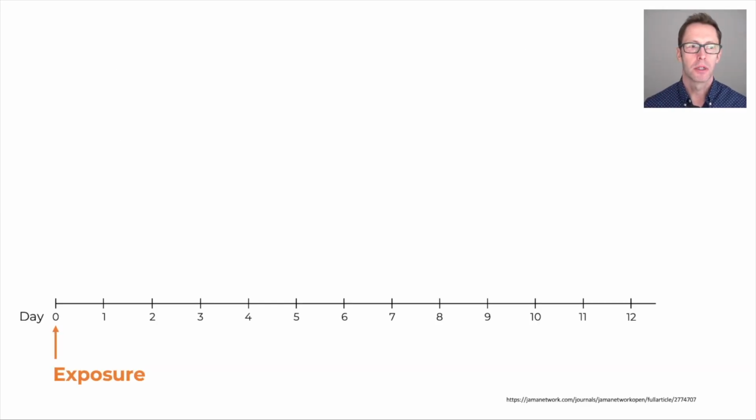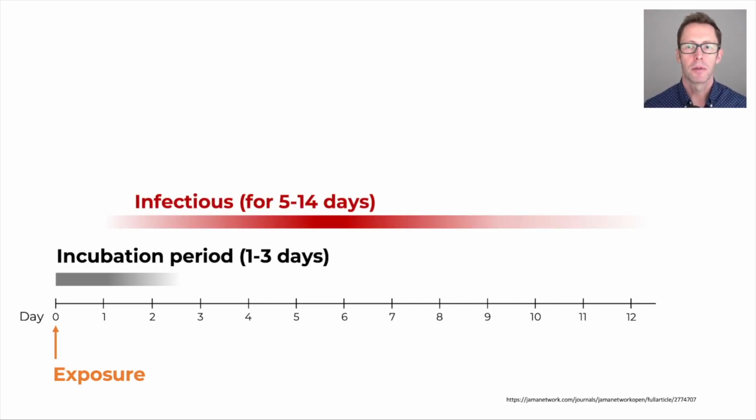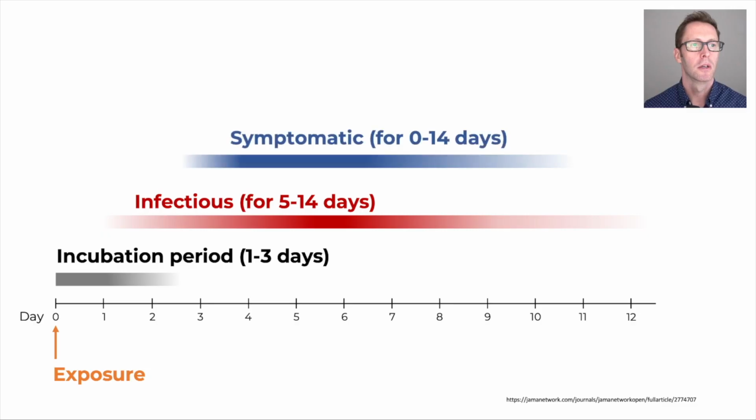So here's a simple chart that just shows a timeline for somebody who becomes infected with COVID after an exposure. So exposure here is at day 0. Typically, people have an incubation period which might span 1 to 3 days on average. At some point in that incubation period, they become infectious, and they're typically infectious, as we just saw, for a range somewhere between 5 and 14 days in total.